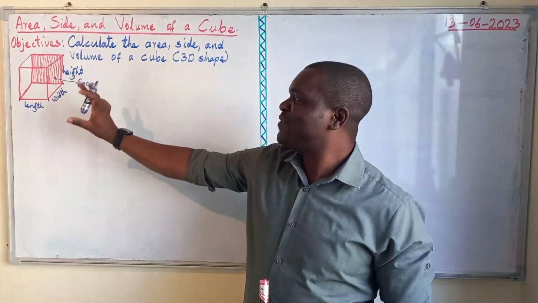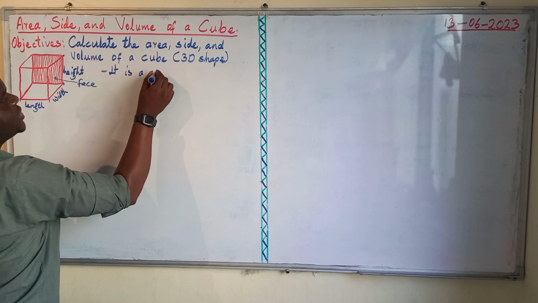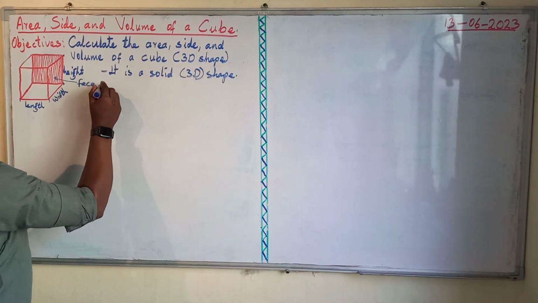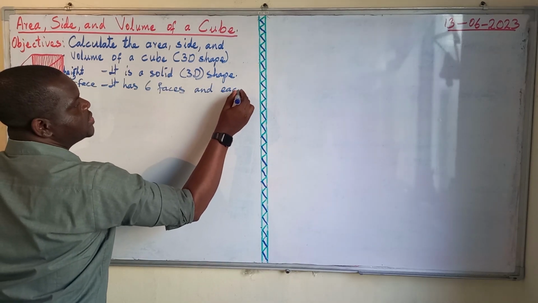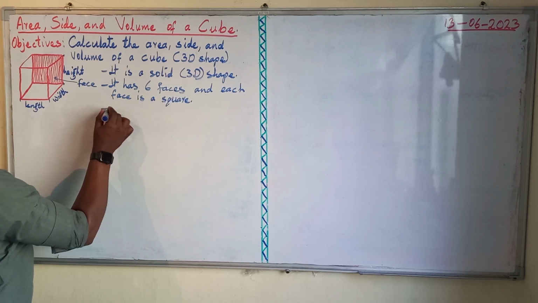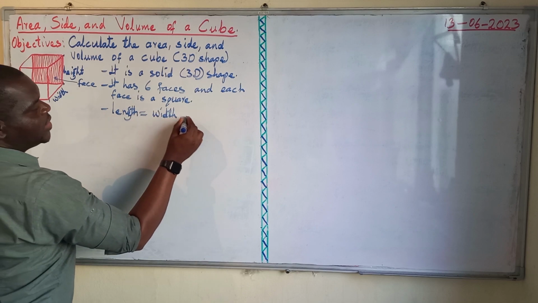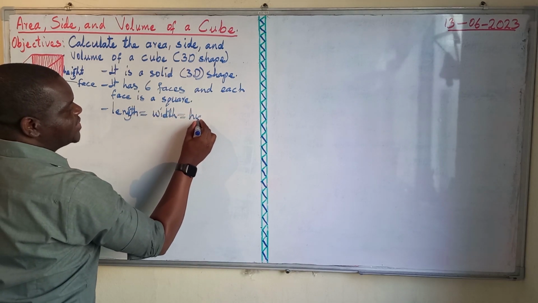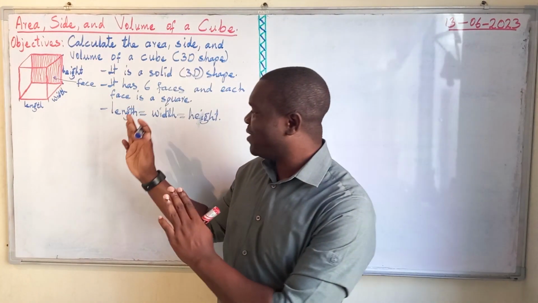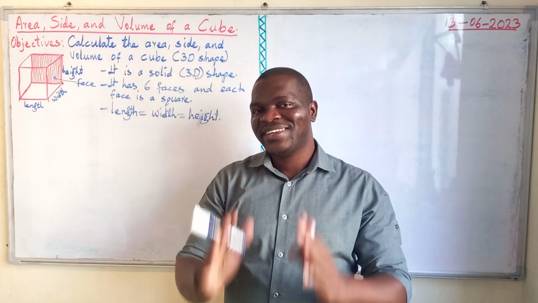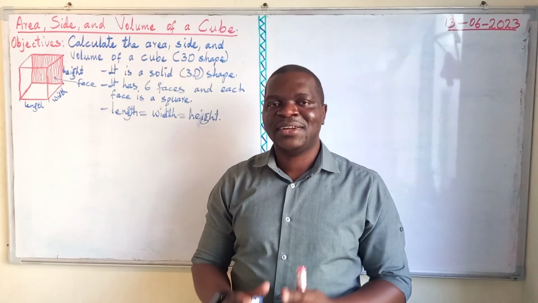So let's take down a brief summary about this cube. The first thing is that it is a solid 3D shape. It has 6 faces, and each face is a square. And the last aspect is that the length is equal to the width, and the width is equal to the height. These 3 points are very, very important. If we have taken note of this, let us go into the first example to see exactly how we can find the area of a cube.